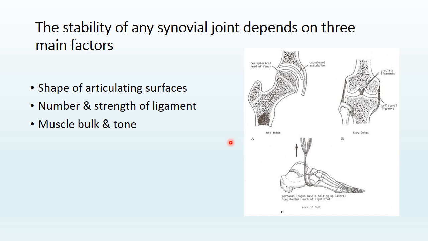The stability of synovial joint depends on three factors. Three factors on which the stability or strength of the joint depends. First is shape of articulating surfaces. Second, number and strength of the surrounding ligaments, which are the cord-like structures we talked about, from thickening of the fibrous membrane. And the muscle bulk and tone, the size and strength of the muscles around the joint, of course.